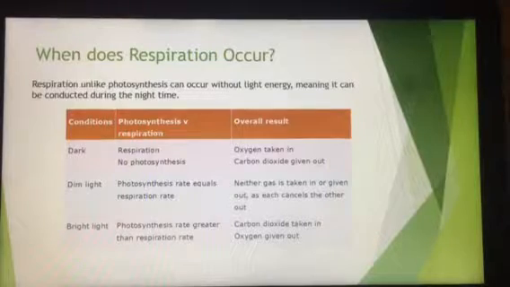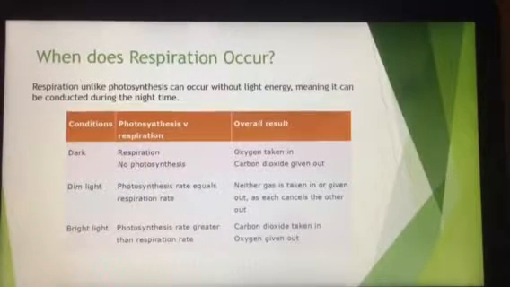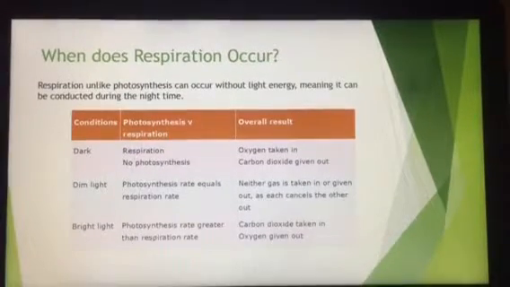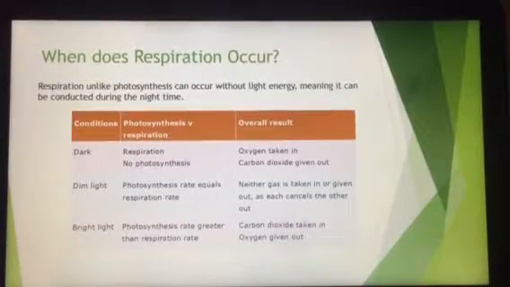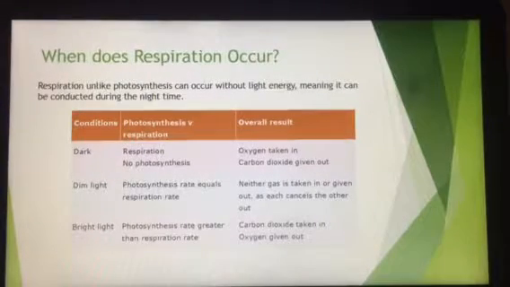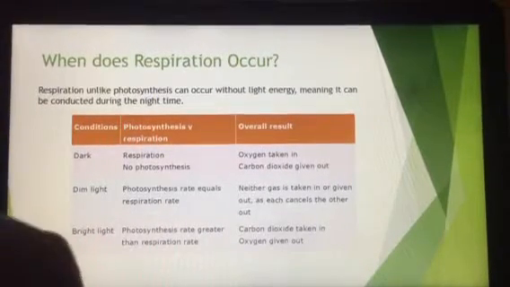In a bright light situation, like during the daytime, the photosynthesis rate is greater than the respiration rate, and you'll have carbon dioxide being taken in and oxygen being given out.